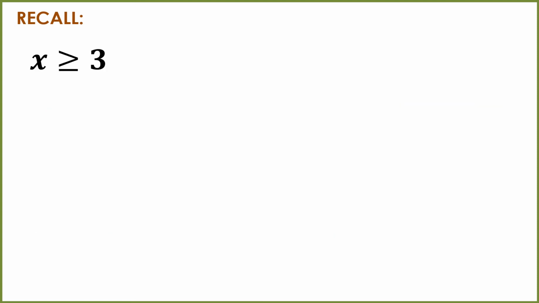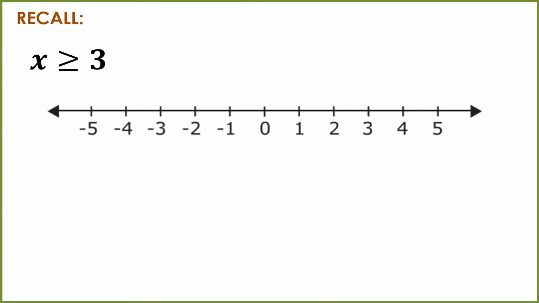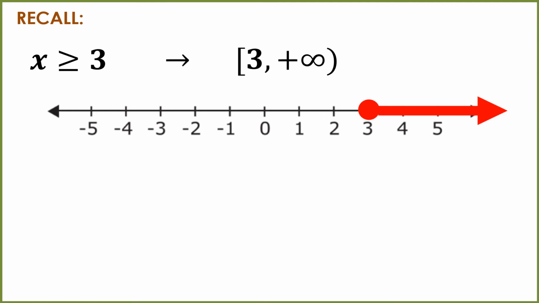Now, let us have x is greater than or equal to 3. Notice that this time we have here greater than or equal to. So that means we are going to have a solid circle on 3. Since it is greater than, then we are going to move to the right. And our solution set will be 3 to positive infinity, where 3 now is included. That is why we are going to use a bracket.